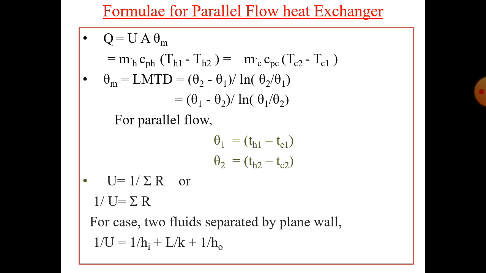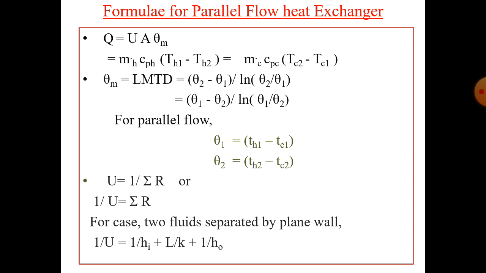Heat transfer rate can also be written, as per the basic laws of thermodynamics, as m dot h into Cph into bracket Th1 minus Th2, which is the heat lost by the hot fluid, which is also equal to the heat gained by the cold fluid, which is written as m dot c Cpc into bracket Tc2 minus Tc1.